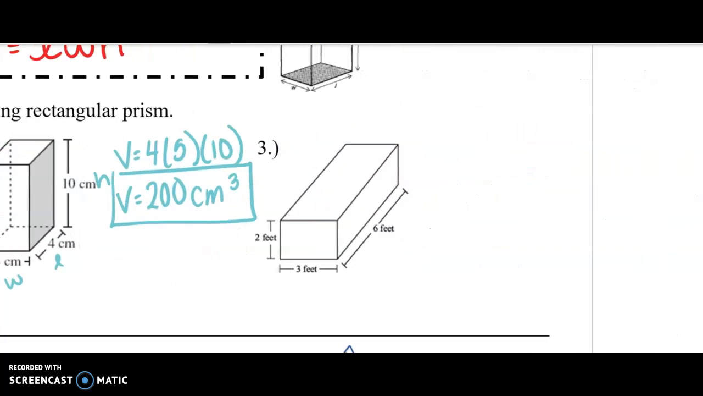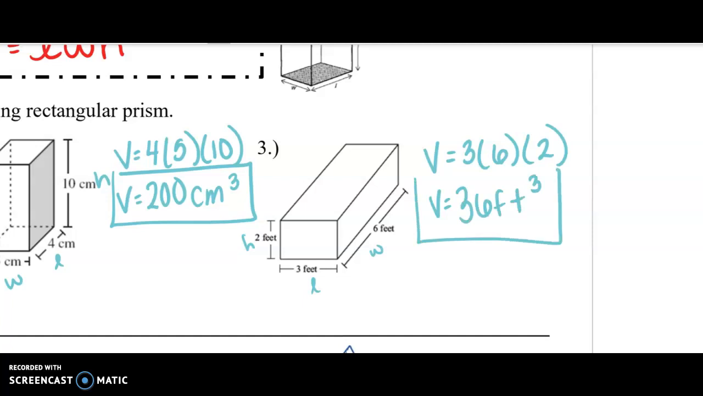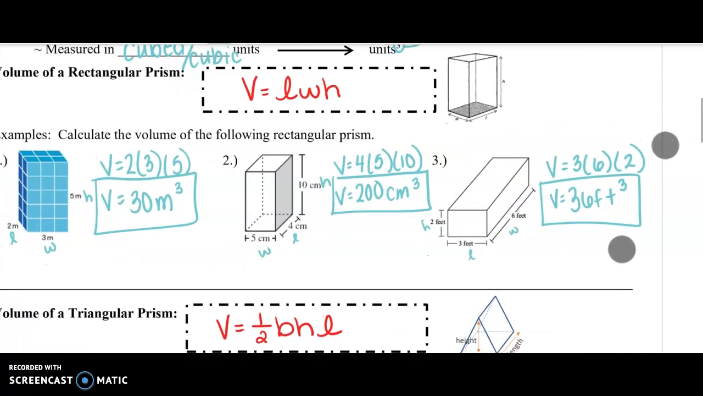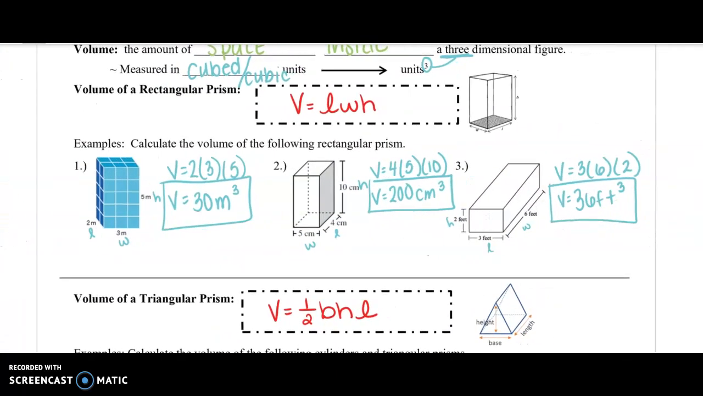Last one together, we have length, width, height. The volume is 3 times 6 times 2. 3 times 6 is 18. 18 times 2 is 36. So 36 feet cubed. Okay, so that's a rectangular prism.